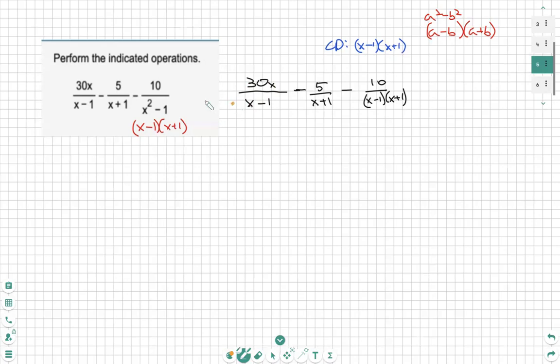So we need to multiply each fraction by what the denominator is missing, to the top and bottom. So we see 30x over x minus 1. The denominator is missing x plus 1. So I will multiply top and bottom by x plus 1. We see the next one, 5 over x plus 1, is missing an x minus 1. I will multiply top and bottom by x minus 1. The third fraction is not missing anything. It has both x minus 1, x plus 1, so there is no need to multiply it by anything.